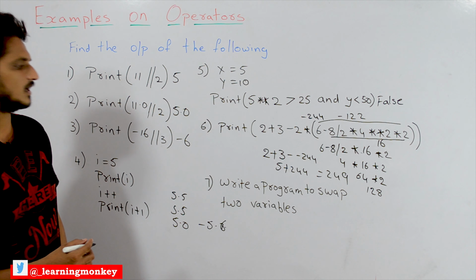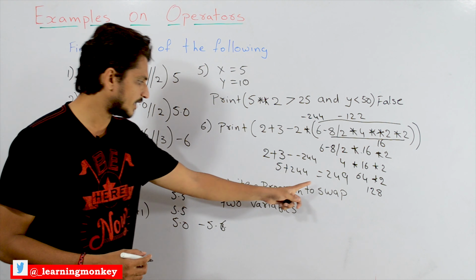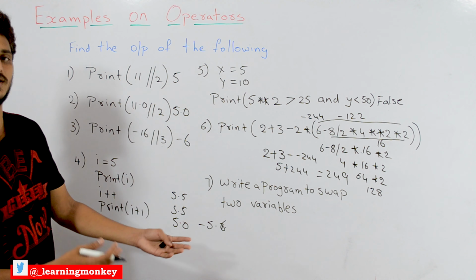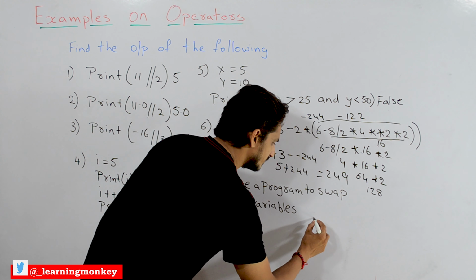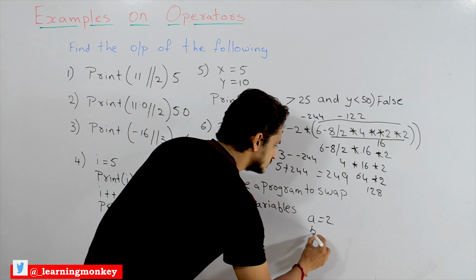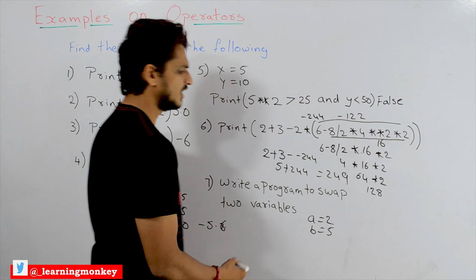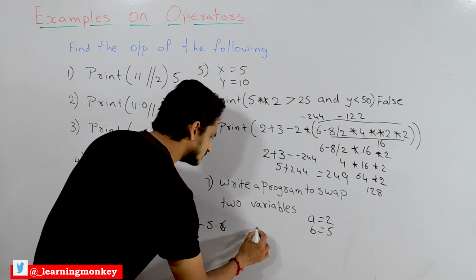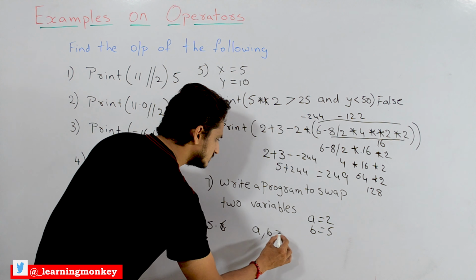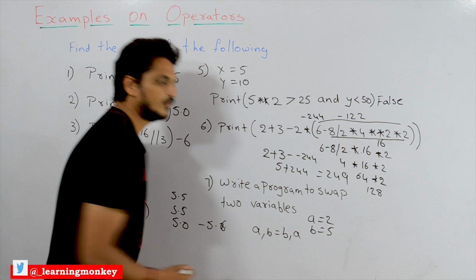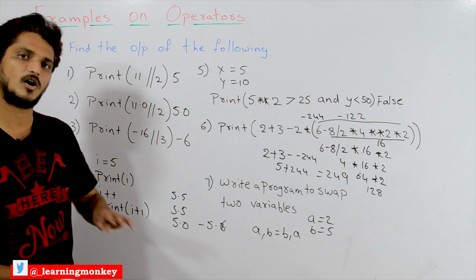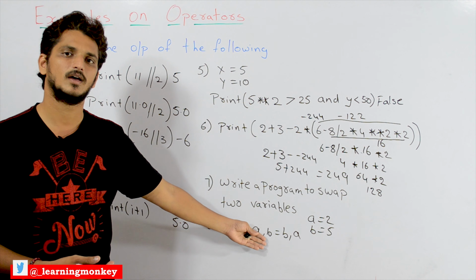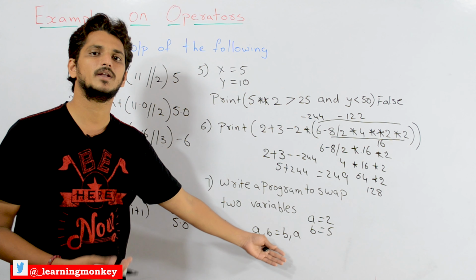That's the output. Next one is write a program to swap two variables. This is very interesting in Python. It's very easy to write the swap program. a is equal to 2, b is equal to 5. If you want to swap the variables, just a comma b is equal to b comma a. We have the multiple assignment operator. Automatically it will get swapped. So this is the program for swap in Python.